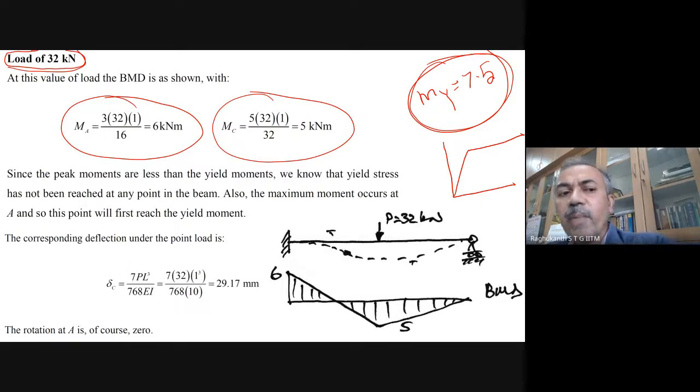So to start yielding, the bending moment has to reach 7.5. But the bending moments are 6 and 5 only, less than this one. So that means your beam is in which stage? Here or here in this curve?